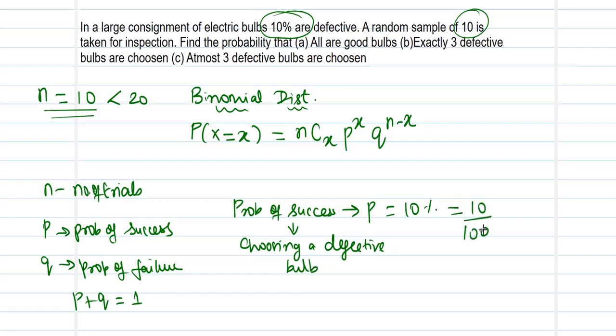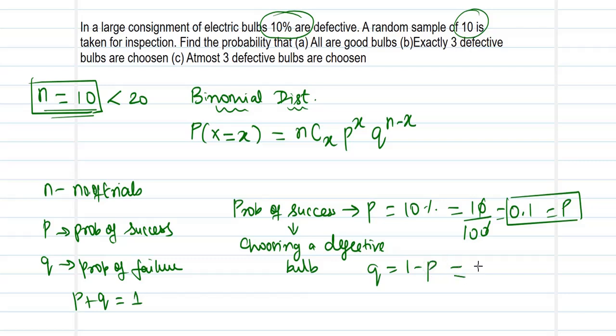So this can now be written as 10 by 100. One zero can be cancelled off and this makes it 0.1. So we have p equal to 0.1. Already we have n equal to 10, p equal to 0.1. The next thing we need is the quantity q which appears in the formula. q is nothing but 1 minus p, so it is 1 minus 0.1, which makes it 0.9. So q now takes the value 0.9.